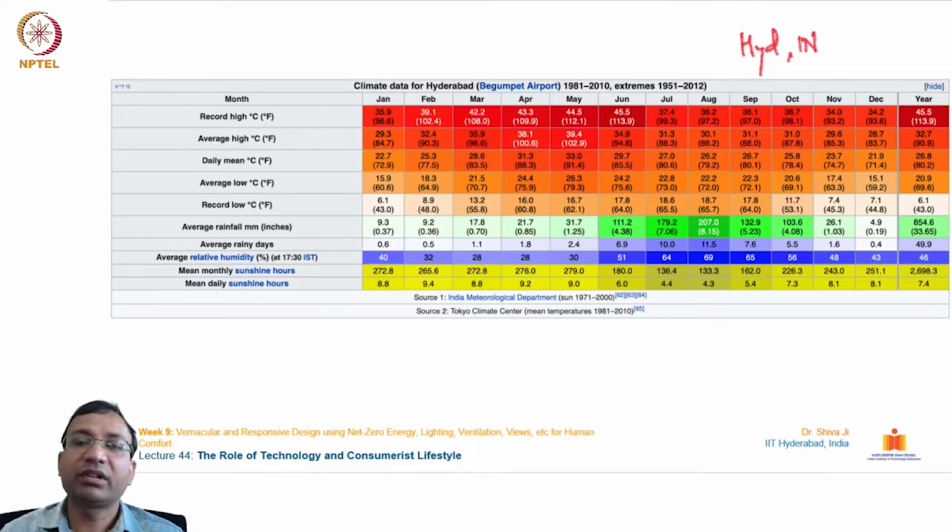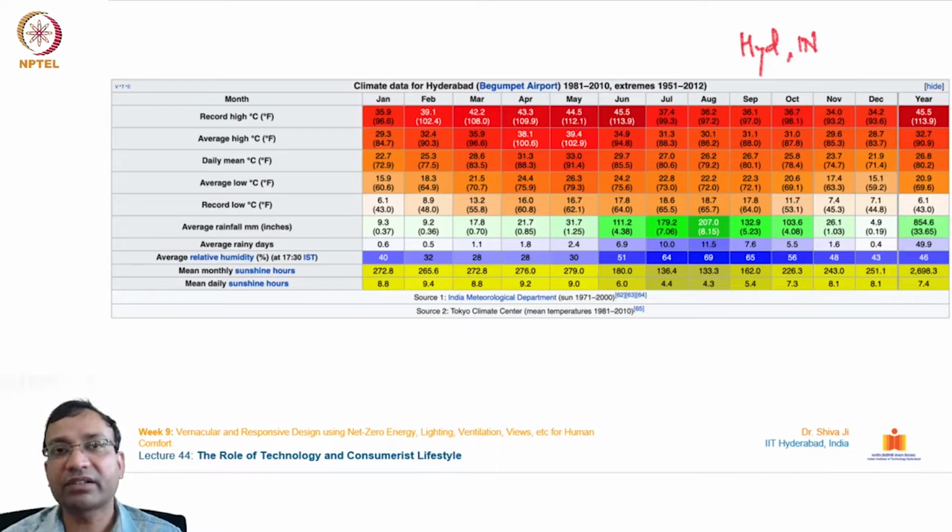You can source this chart for any city wherever you are living, and have a look at it to understand what kind of climate you are living in. It will give you ideas like the average temperature, the average relative humidity, and the volume of rain this place is going to receive, because these are the major constituents of climate.